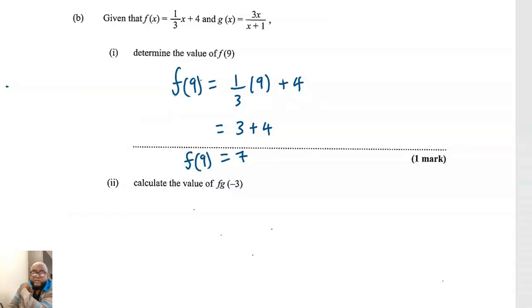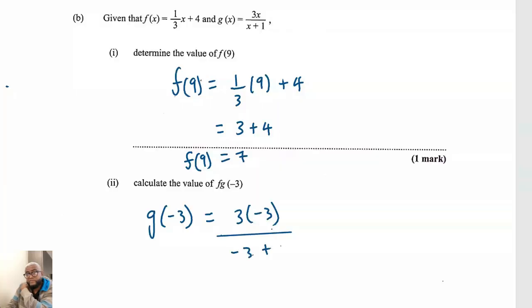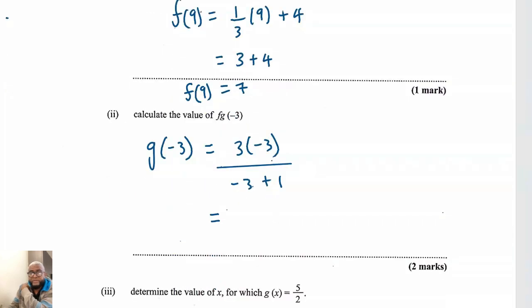Now they want us to find the value of fg of -3. So the best move to make here is to find g of -3 first, right? G of -3 will be equal to 3 by -3 all over -3 plus 1, right? So 3 by -3 will give me -9 over -3 plus 1, which will give me -2. When we reduce this, you'll get a mixed number. But let's leave it like this, right?